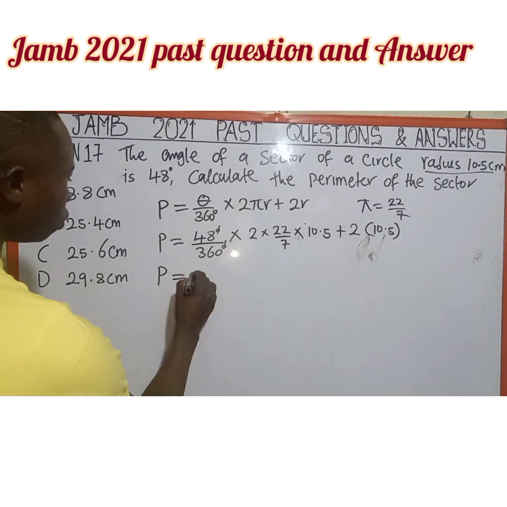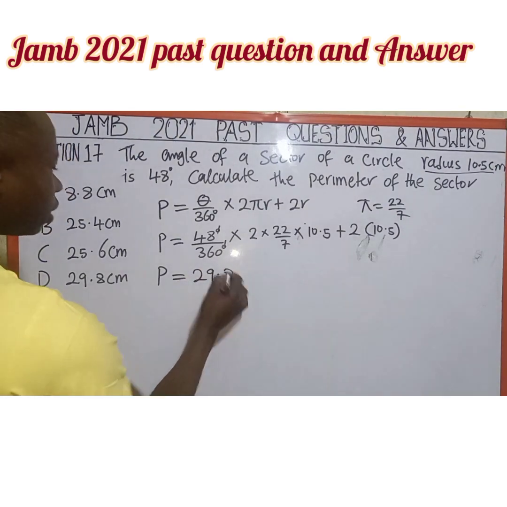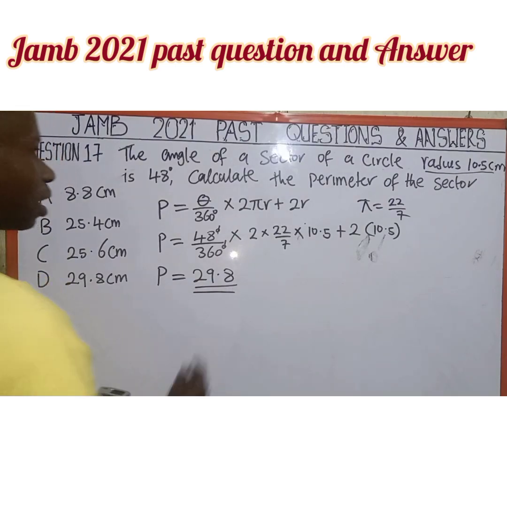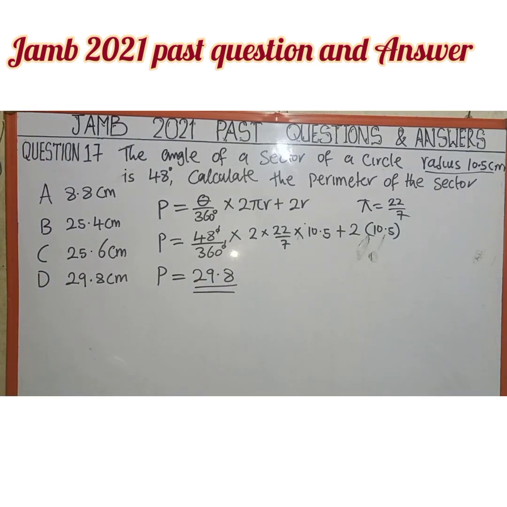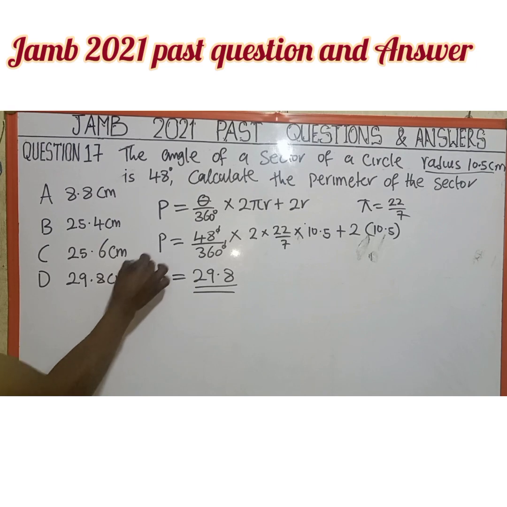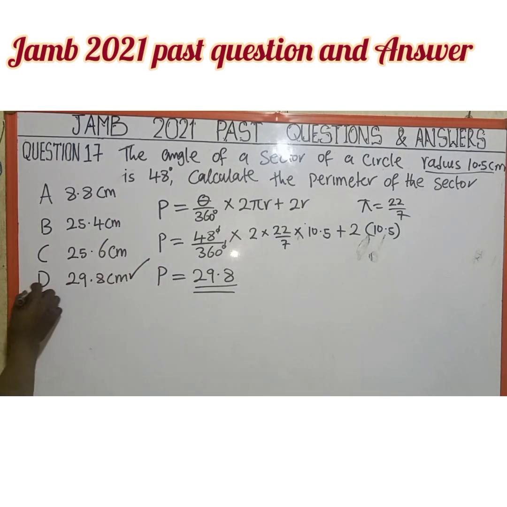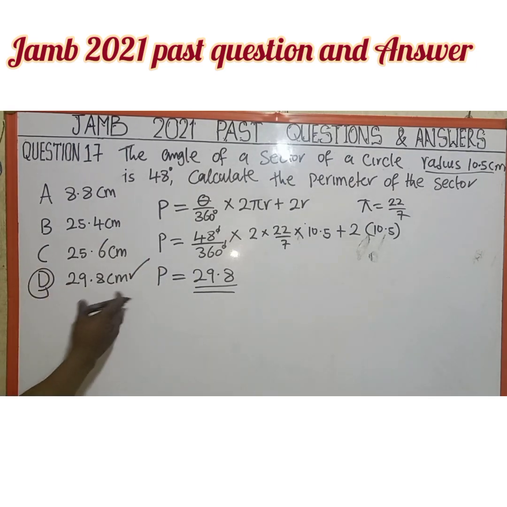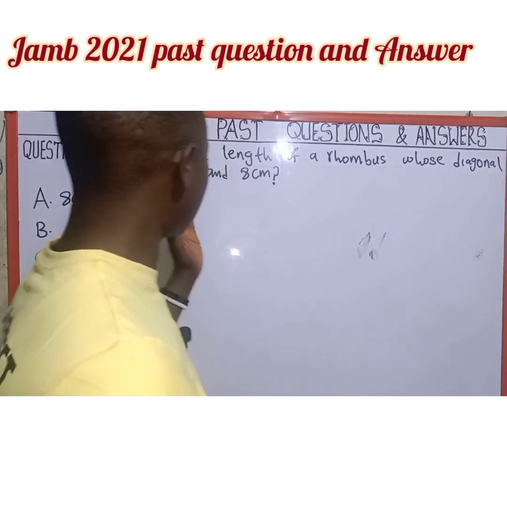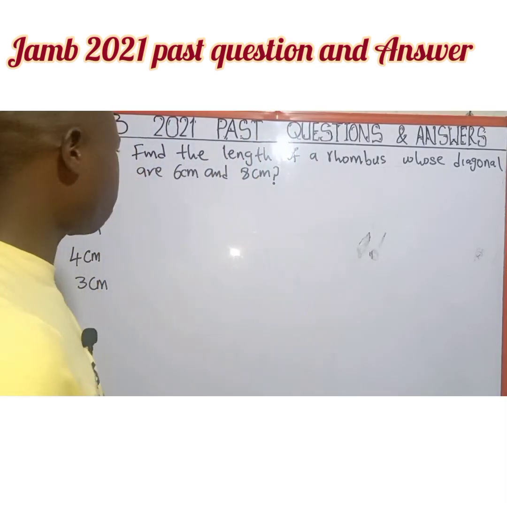So it's going to give me 29.8. So this is the perimeter of the sector. And the correct option is going to be option D, which is 29.8 centimeter. Question number 18, JAMB 2021 past question.